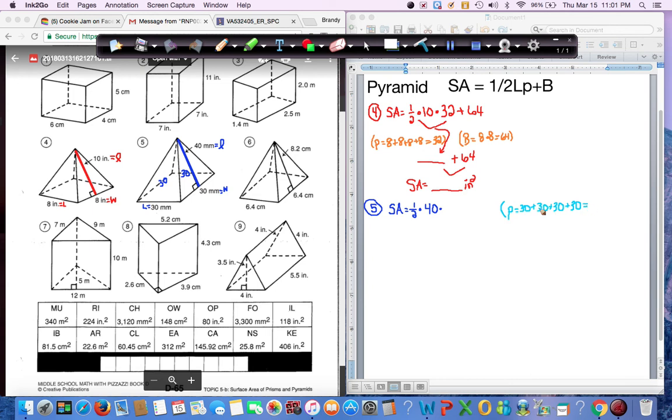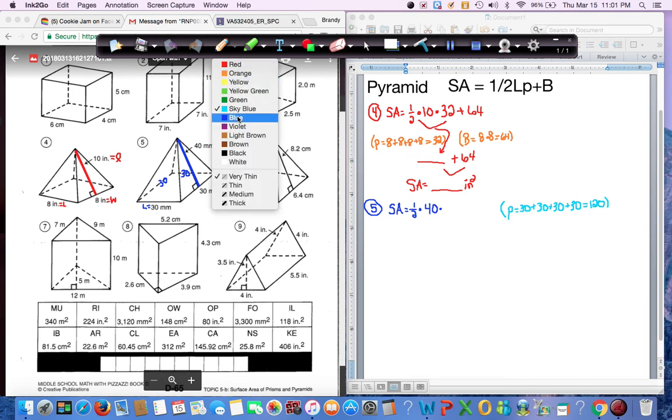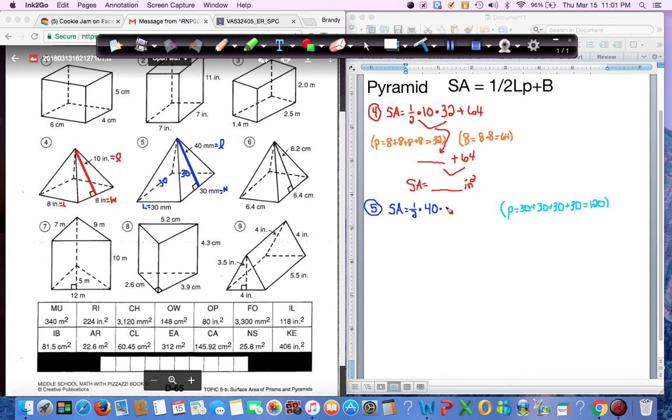So 30 plus 30 is 60, plus 30 is 90, plus another 30 gives us 120. So our perimeter is 120. Hopefully you know 4 times 30 is also 120. So let's go back over here, and we're going to put for our perimeter 120.